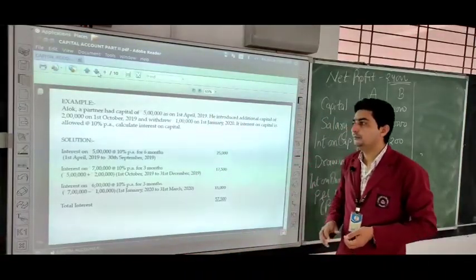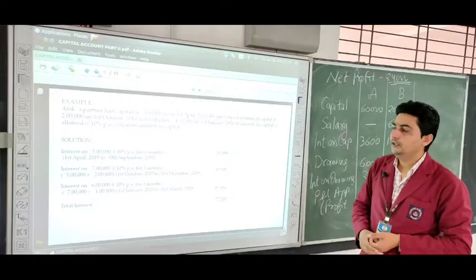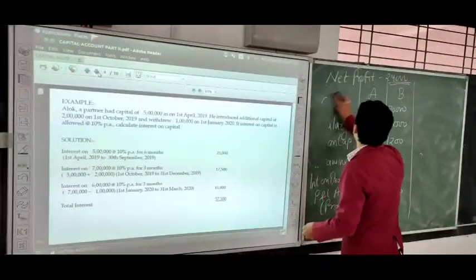Now this is one example. Alok partner has capital of 5 lakh as on 1st April 2019. He introduced additional capital of 2 lakh on 1st October 2019 and withdrew 1 lakh on 1st January 2020. If interest on capital is allowed at 10% per annum, calculate interest on capital. Now we have to calculate interest on capital using these methods.